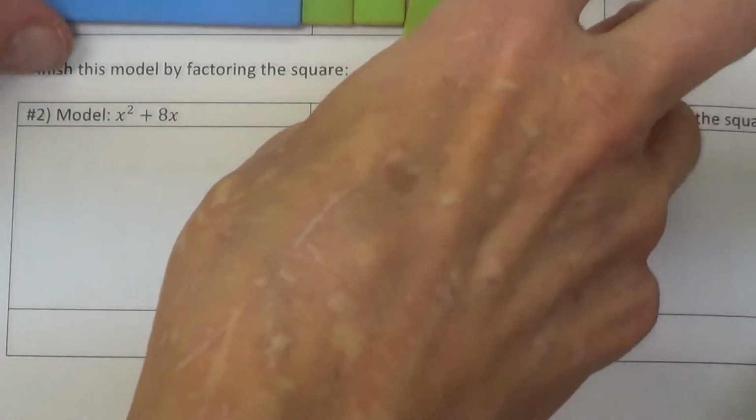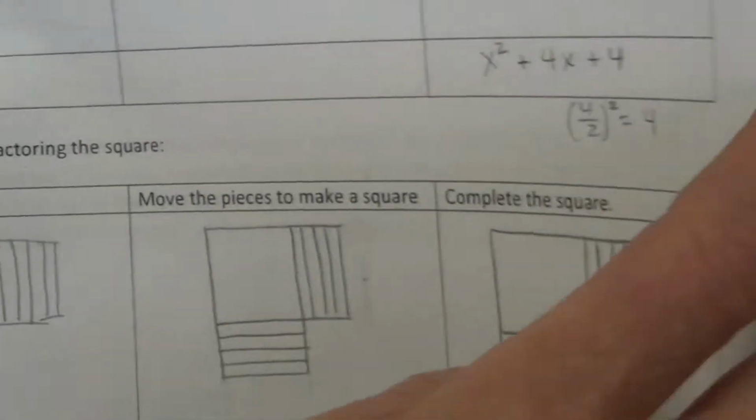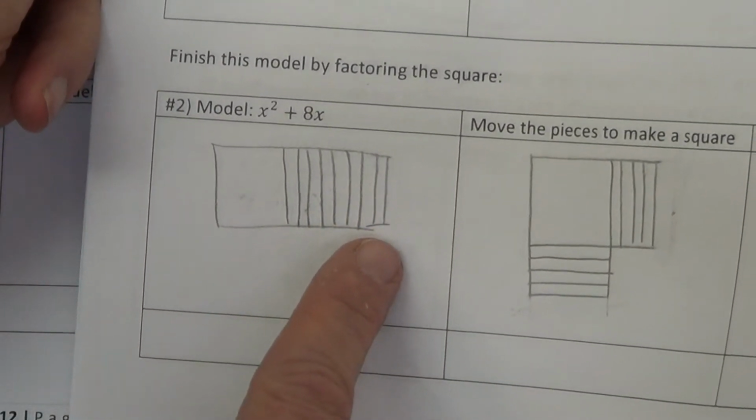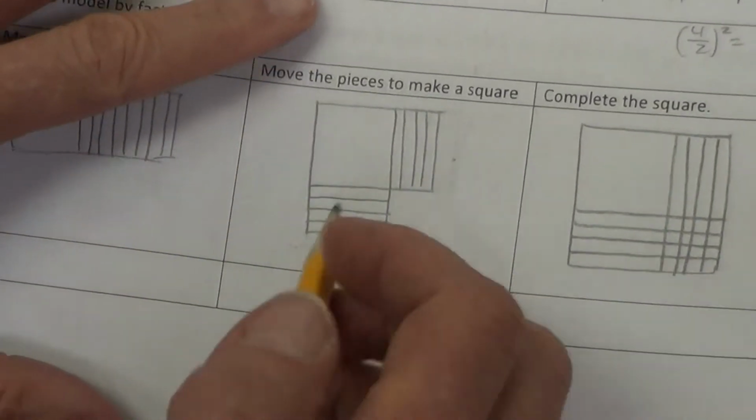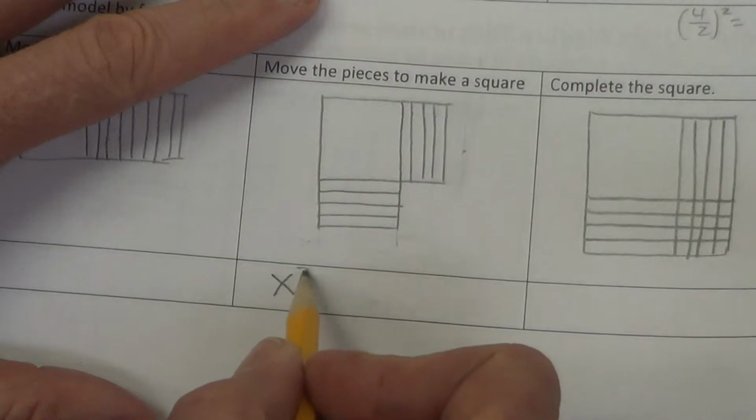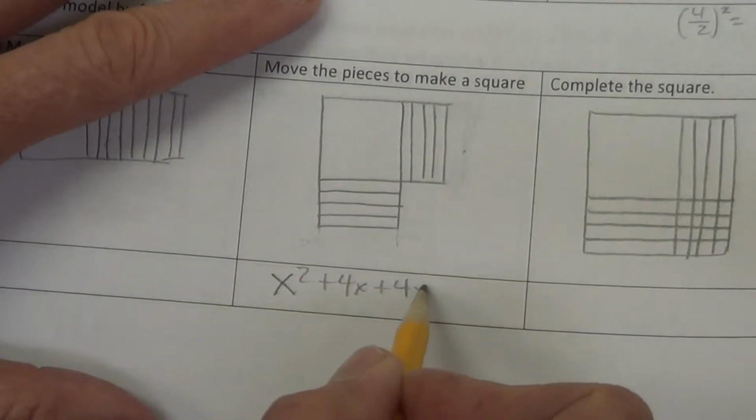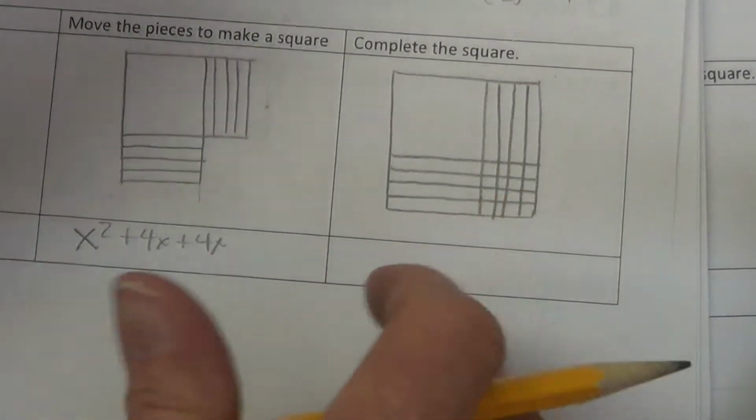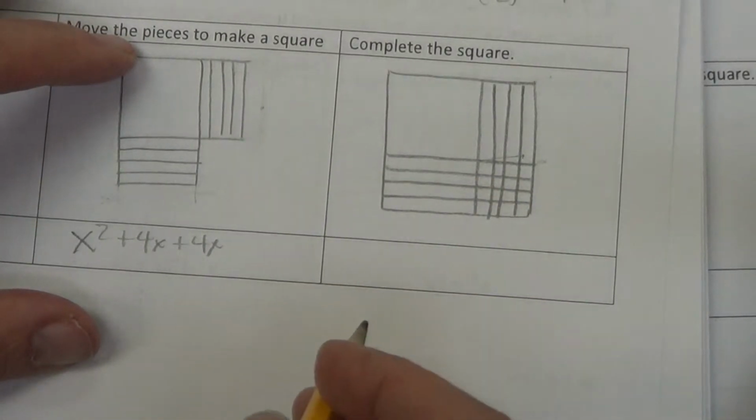Next one, x squared plus 8x. I don't think that I have enough pieces, so I'll show you how I drew it. It is x squared plus 8x. Now we split them. How many would be on each side? Well, that would be x squared plus 4x plus 4x. So when we complete the square, it looks like this. We had a 4 by 4. 4 times 4 is 16.